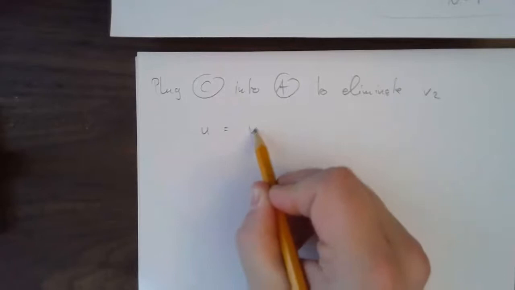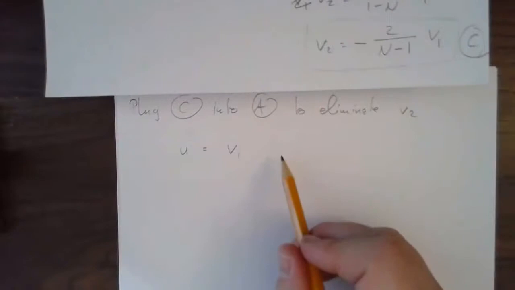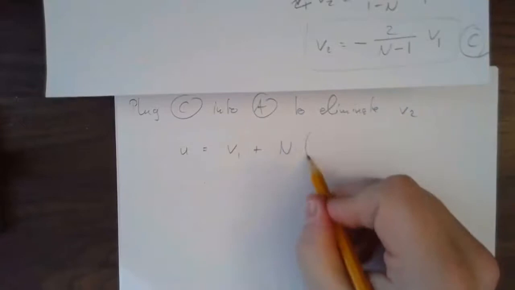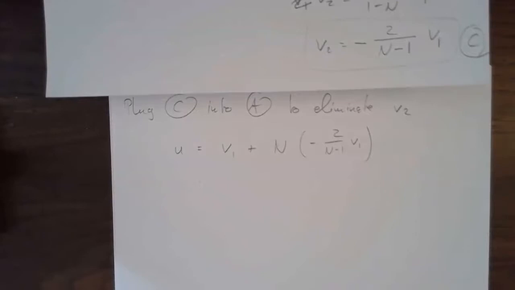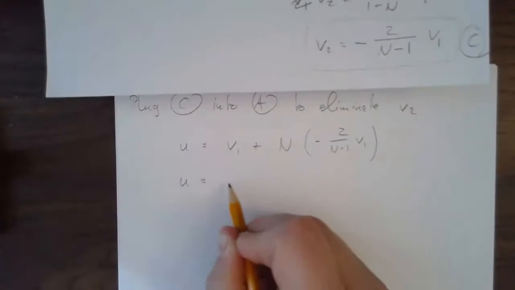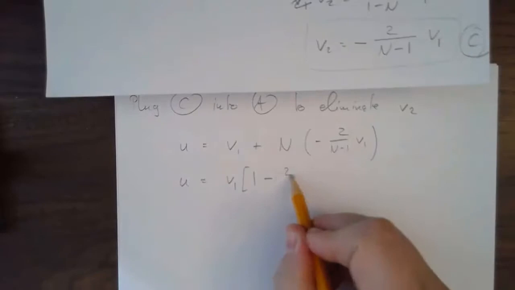So let me do that. I'm going to get u is v1, and I'm going to add n times v2, but for v2 I'm going to plug in what I had here. Write it out carefully: plus n, then I multiply it by minus 2 over n minus 1, v1. Okay, so I guess I can just simplify this a little bit. u is v1 times 1, and then multiplying this here is going to be minus 2n over n minus 1.